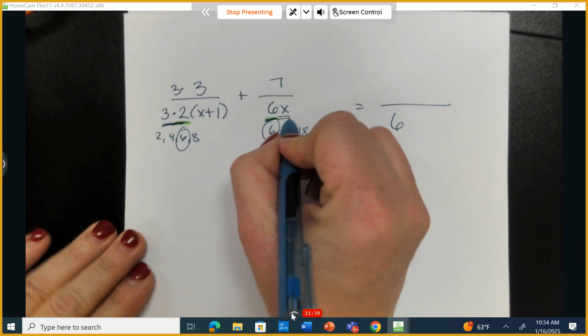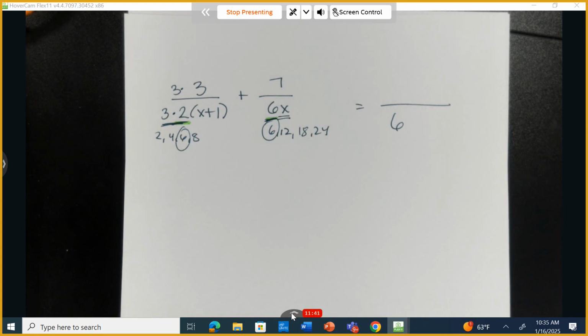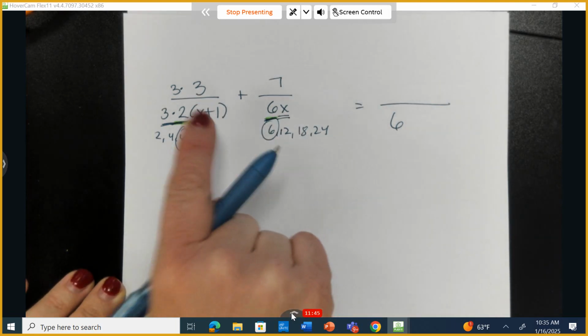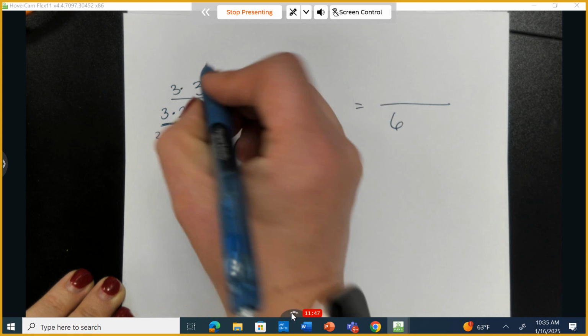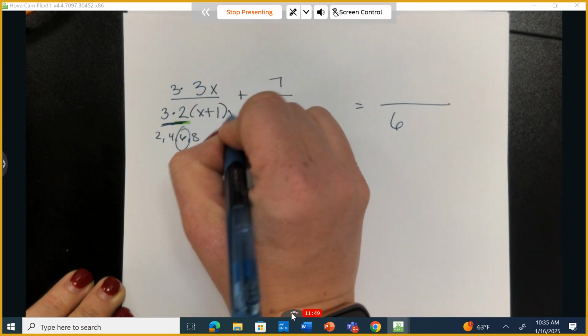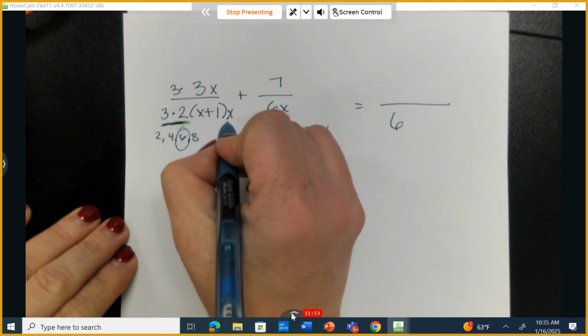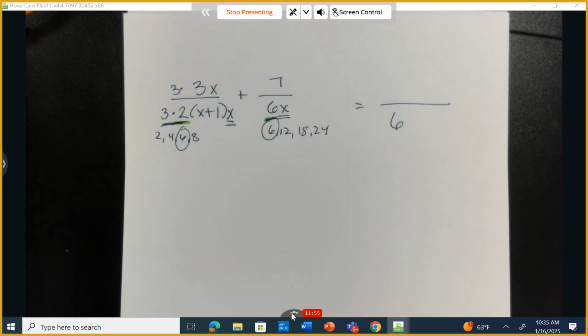This has a single x, not an x plus 1. That's different. It has a single x. So the bottom right-hand side has a single x, but the bottom left-hand side does not. So I need to attach an x to both the top and the bottom of the left-hand side of this expression. Now they both have a single x.